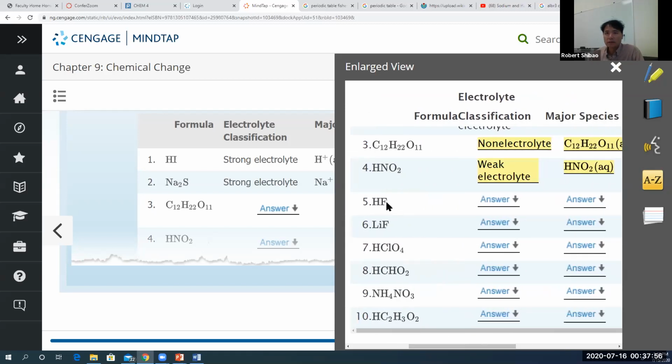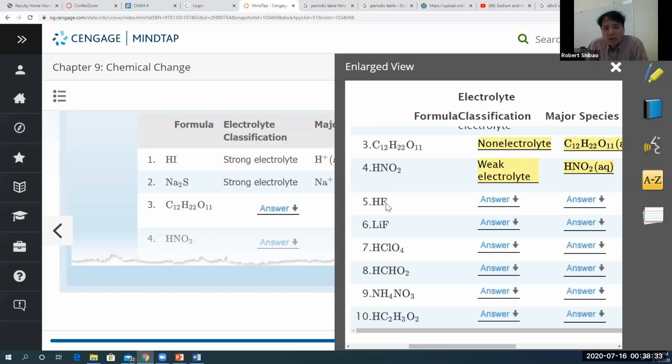Okay. HF, what's the name? Well, it begins with an H, so it's an acid. And so what's the name of that acid? Yeah, that's correct. Hydrofluoric acid, Francis. Is it soluble or insoluble? It's soluble. So this would be HF aqueous.